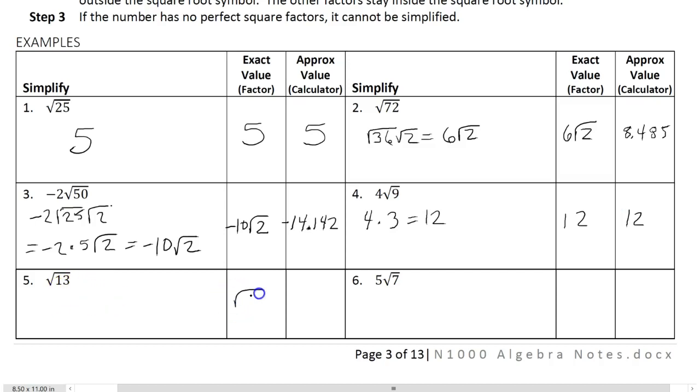The last two examples cannot be simplified. 13 is a prime number which cannot be factored, so the square root of 13 is the answer. When we enter it into the calculator, we need to round it because we get an estimated answer for this irrational number. Similarly, 7 is a prime number and cannot be factored, so our final answer is the same as the beginning, 5 times the square root of 7. Also an irrational number whose calculator answer will need to be rounded.